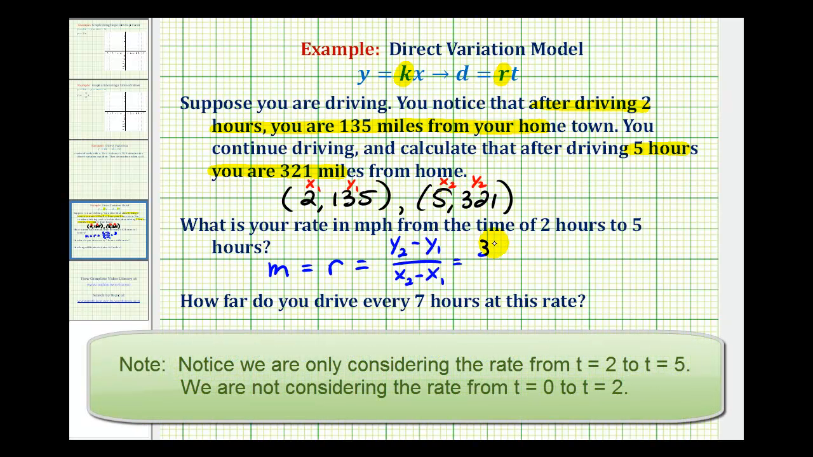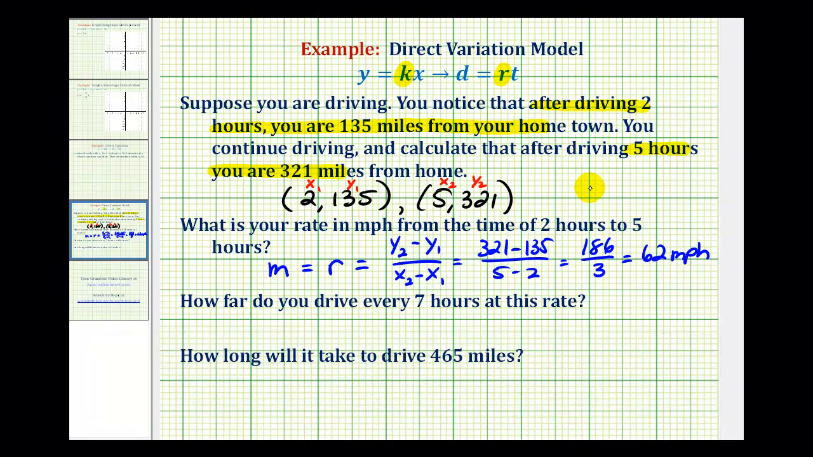So we'll have 321 minus 135 all over 5 minus 2. So we'd have 186 divided by 3, which is equal to 62. And again, this is the rate, which would be in miles per hour. Next question is, how far do you travel every 7 hours at this rate?